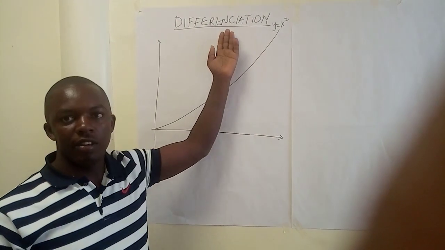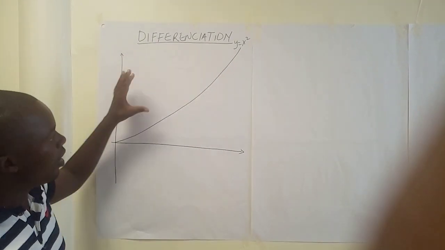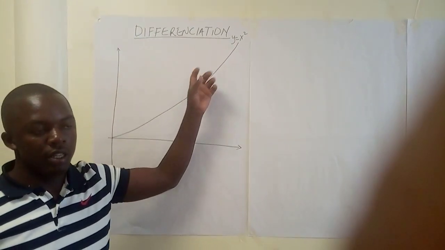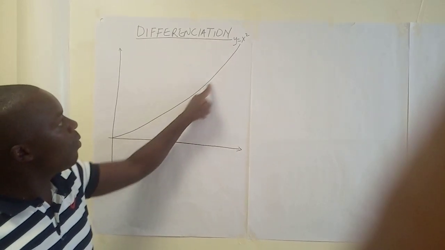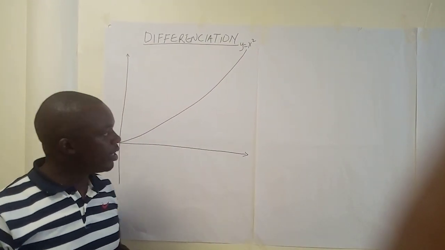Welcome to today's lesson. Today's lesson is differentiation. On my board, I have drawn a curve y is equal to x squared. You can see the curve very clearly.